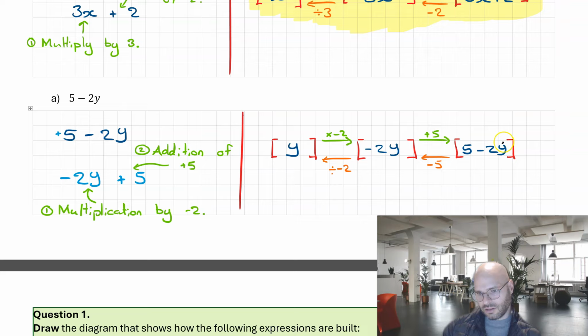Destructing this, 5 take 2y becomes minus 2y by simply taking this 5 away. Minus 2y becomes y by dividing this statement over here by minus 2. So the minus 2 turns into a 1, so you get 1y. Therefore, we see the creation of our construction and destruction flowchart.